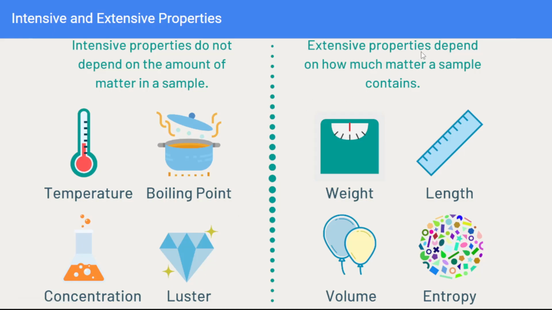Now, extensive properties do depend on the amount of matter. A small sample of a substance would weigh less than a large sample, or the small sample would potentially be shorter than the large sample.